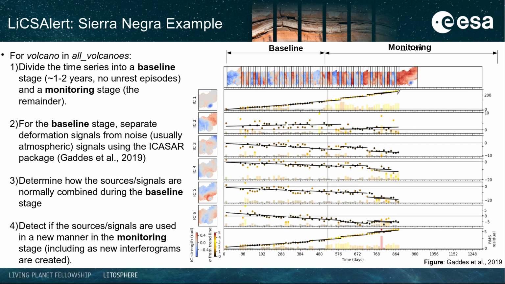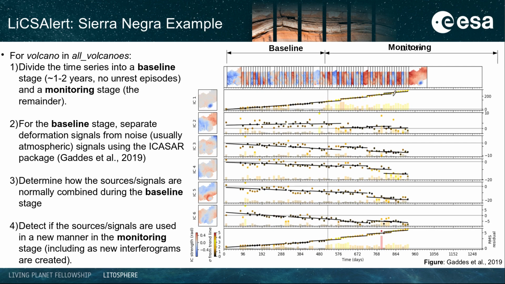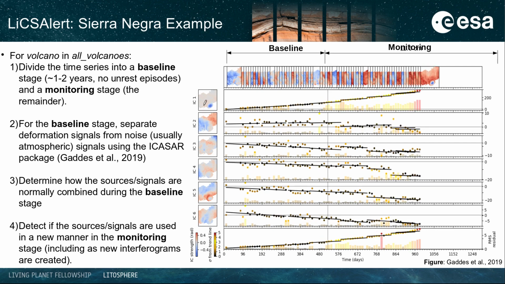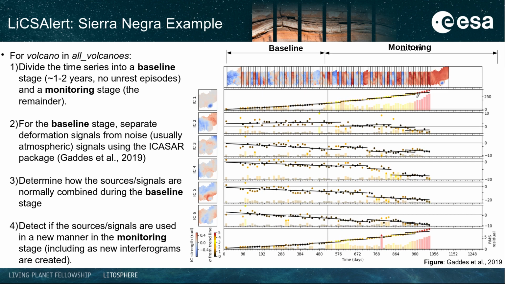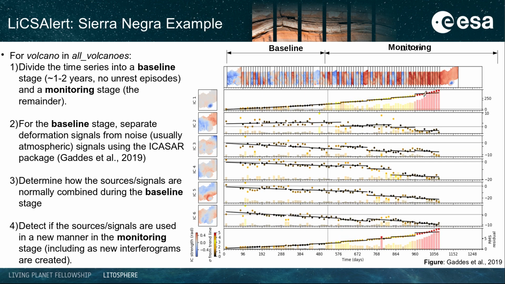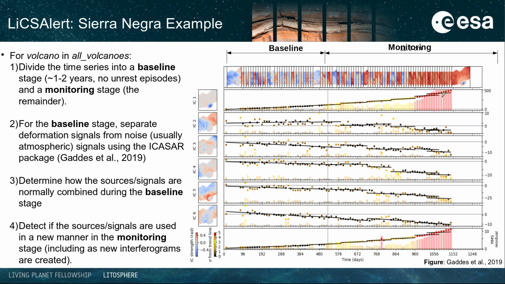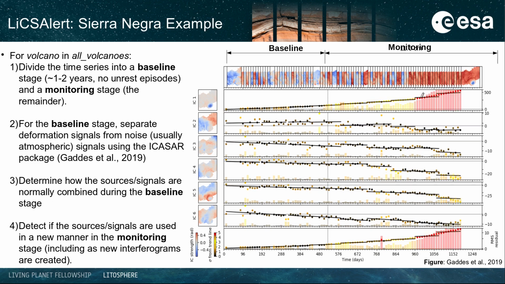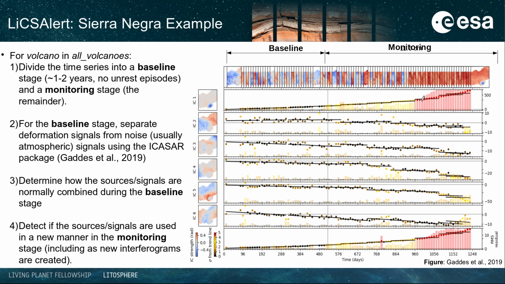But later on in the time series, we see a change in rate in the inflation at Sierra Negra, and because of that, we start to use IC1 more strongly. And when we sum how strongly we're using it through time, we then see a new gradient. We can't fit that with the line of best fit we learned in our baseline stage, and the volcano is flagged as having entered a period of unrest.